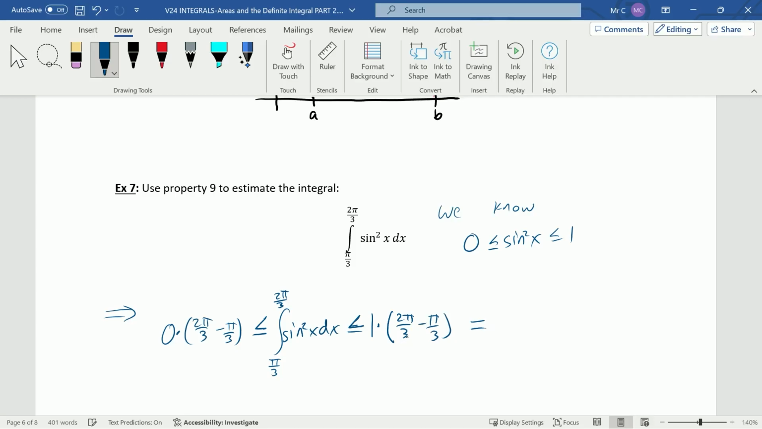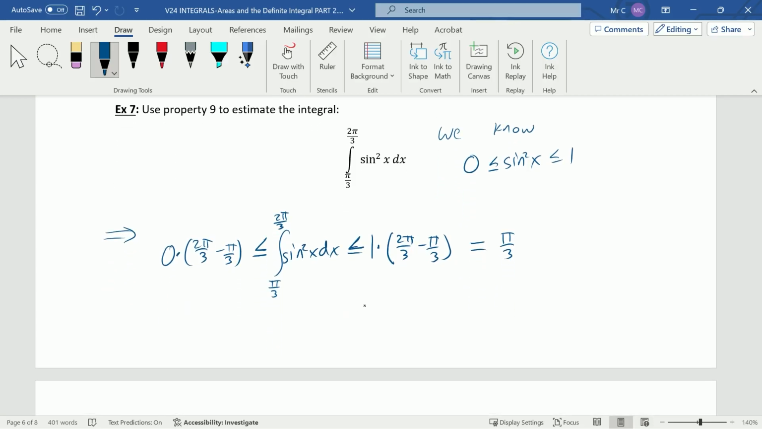And 2 pi thirds minus pi thirds is 1 pi third. So in other words, we know that the integral from pi thirds to 2 pi thirds of sine squared of x dx has to be between pi thirds and 0.